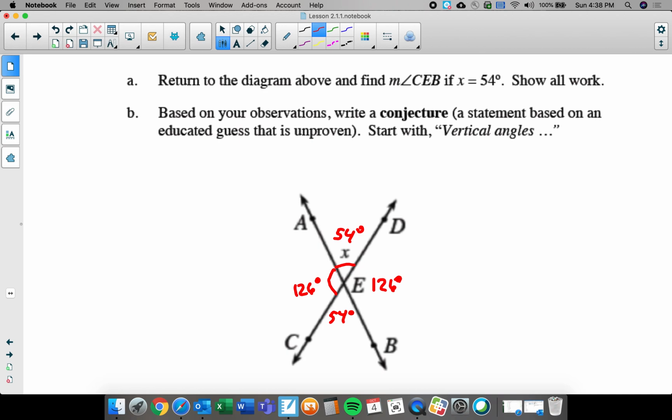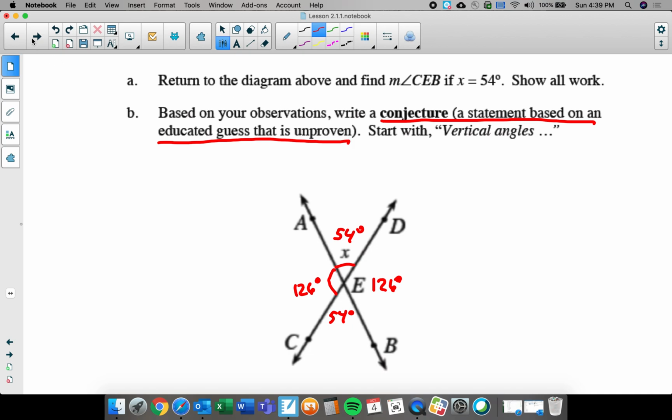Notice in part B, they say based on your observations, write a conjecture. Okay, and a conjecture, if you notice, is a statement. I'm going to underline this one. A statement based on an educated guess that has not been proven. Okay, so you're going to start to hear the word conjecture. That's what it is. It's an educated guess that hasn't been proven. Okay, it's what you think. It's kind of like a hypothesis if you think about it in terms of science. Well, in this case, what do we think about vertical angles? And hopefully you came up with the fact that vertical angles are equal to each other.